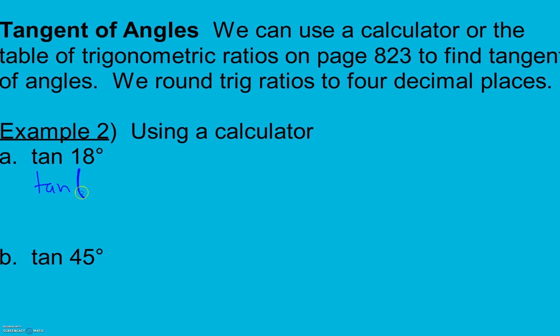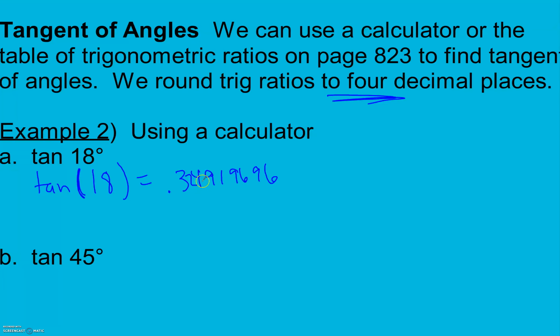It's going to pull up a parenthesis with that tangent. Okay, so press your tangent button, TAN. You're going to put in 18, close your parenthesis, and press enter. And we're going to get 0.324919696. We round trig ratios to 4 decimal places.